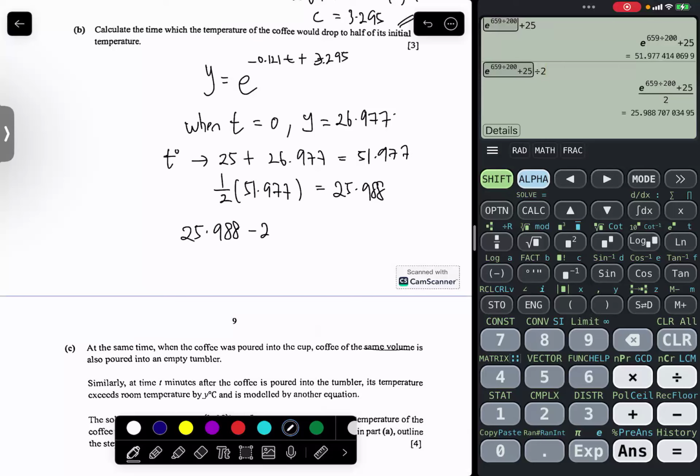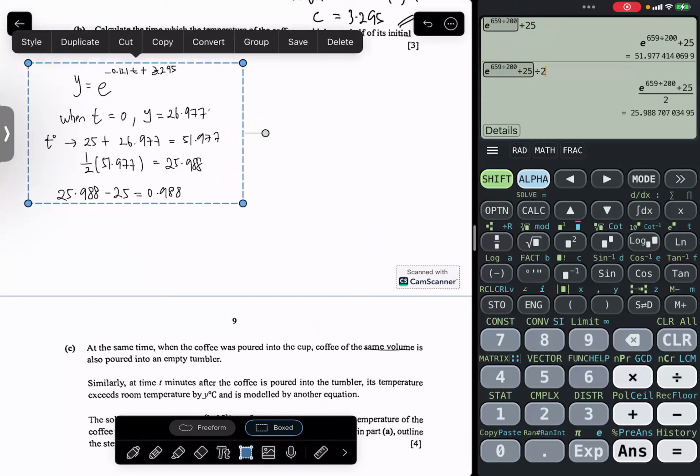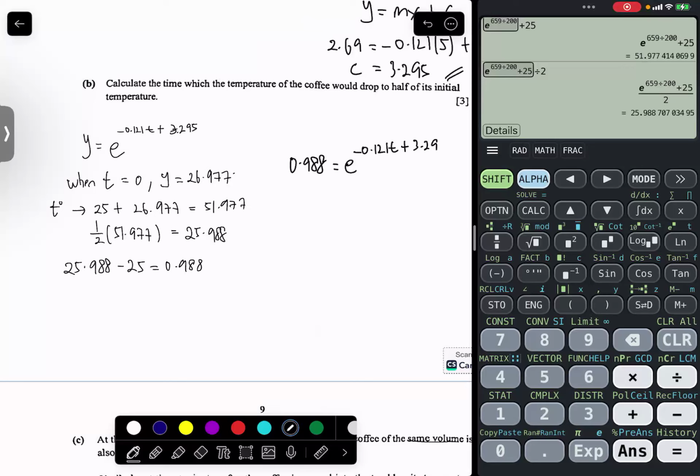Okay, calculate the time. 25.988 minus 25 equals 0.988. So you want e to the power to be equal to 0.988. So 0.988 equals e to the power of negative 0.121t plus 3.295. Okay, so ln 0.988 equals negative 0.121t plus 3.295.